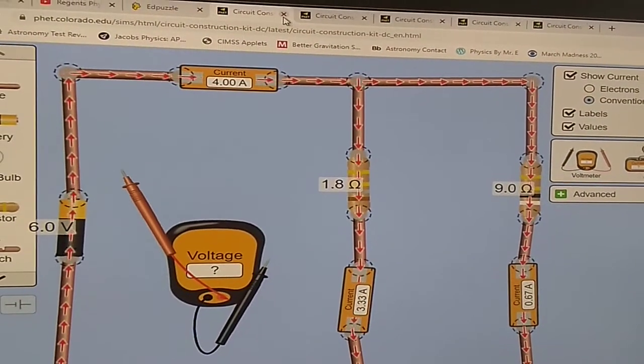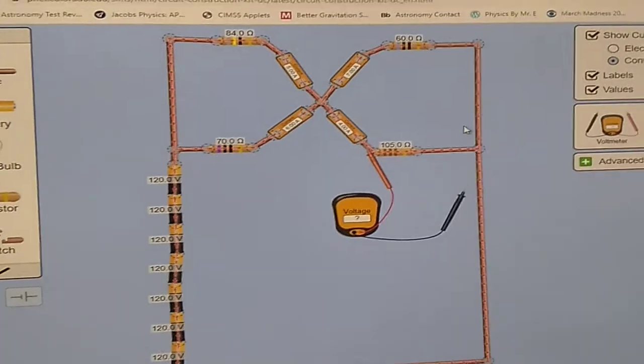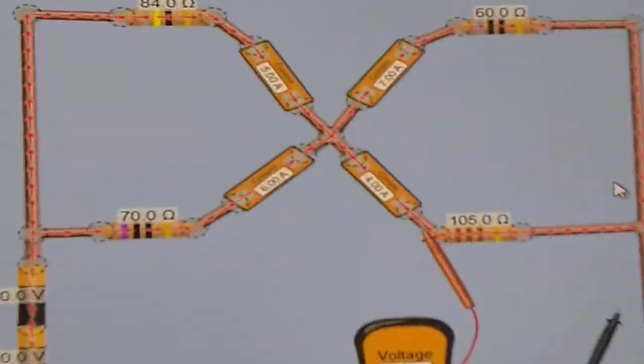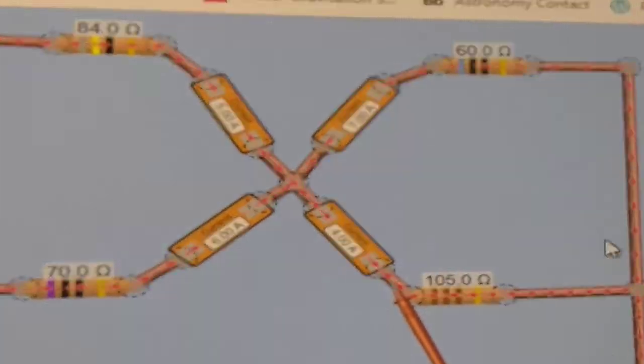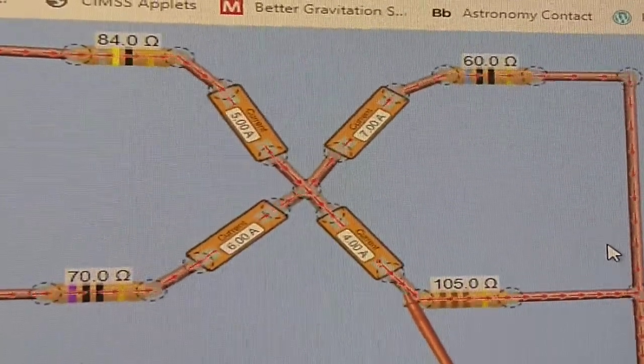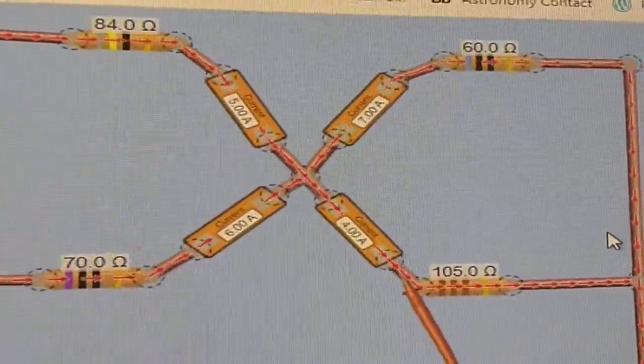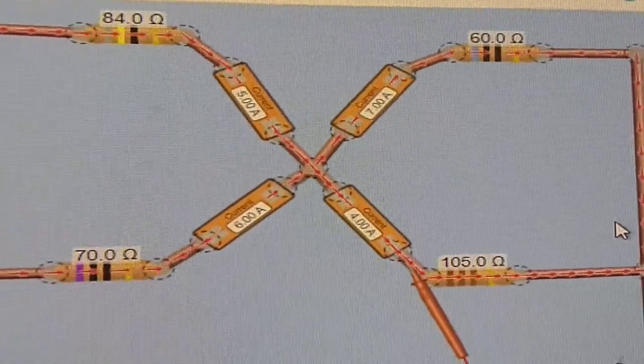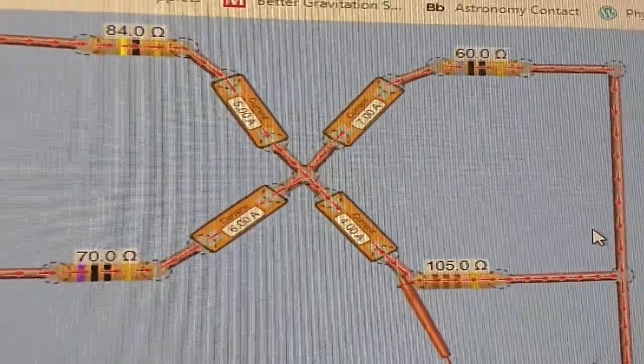And let's go and take a look at another example. I've got to kind of zoom in for this one. This is what we just did. If the sum of the current going in, you can see that the current going in is 5 amps plus 6 amps, going out is 7 amps, and then also going out is 4 amps. Total of 11 in, total of 11 out.